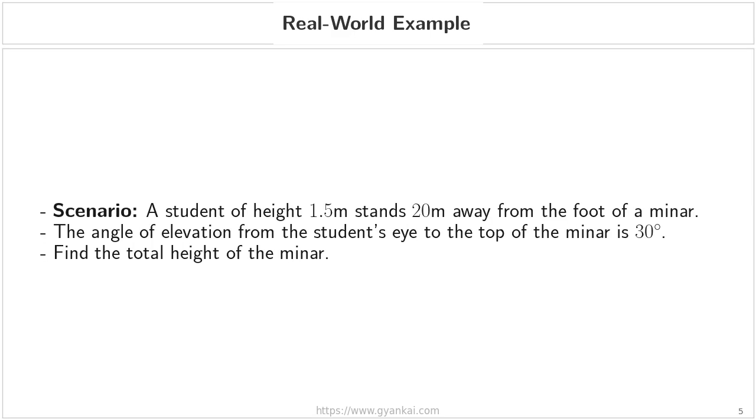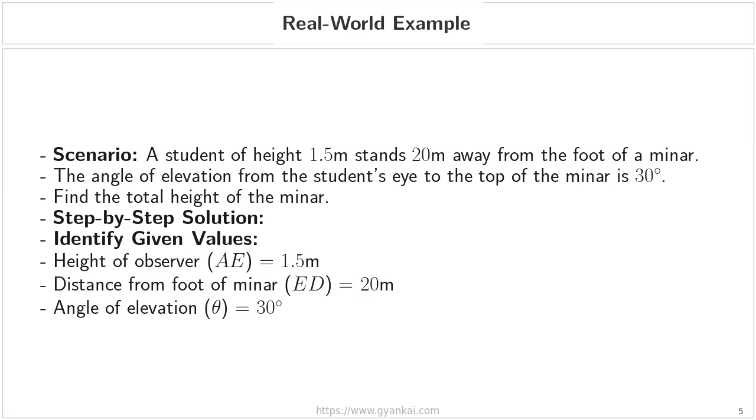Imagine this scenario. A student, who is 1.5 meters tall, is standing 20 meters away from the base of a minar. As the student looks up toward the top of the minar, the angle of elevation from their eye level is 30 degrees. Our goal here is to determine the total height of the minar. To solve this, we'll follow the step-by-step method we just discussed.